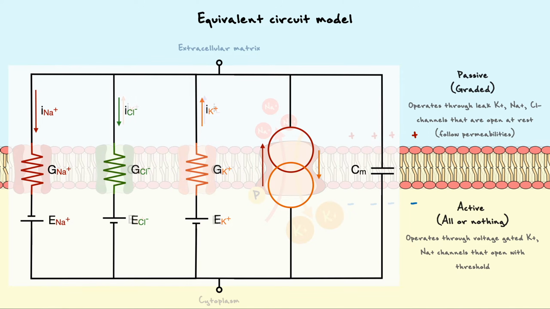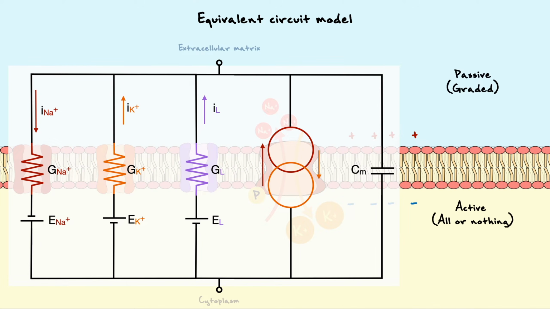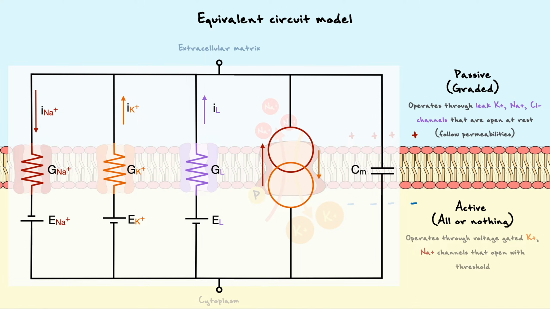To correct it, I will use this circuit instead, where the purple channel represents the currents coming from all the leak channels, and the two other channels are the active voltage-gated channels. As we will see later, the conductances in the active channels change as a function of time and voltage, which is illustrated by these arrows that cross the resistor symbols.